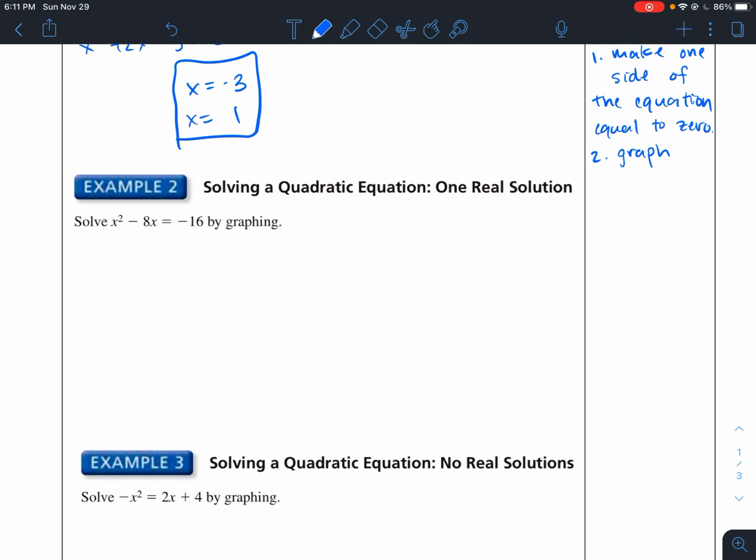So let's look at this one right here. In example 2, solving a quadratic. This time it should only have one solution. We'll see what that looks like. But again, we need to make sure that one side of the equation is equal to 0. So we have this negative 16 over here, and I don't want that over there, so I'm going to add 16 to both sides. So I get x squared minus 8x plus 16 equal to 0.